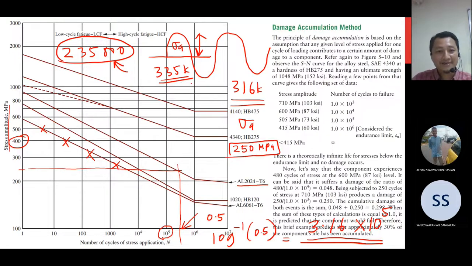Jangan dia fail dekat 37,000. Ini dah lari dah nombor dia, lari dah dia punya magnitude. So kalau within this particular zone ni okey lagi lah. Within this particular magnitude. Okay, so that is how we can estimate the life.